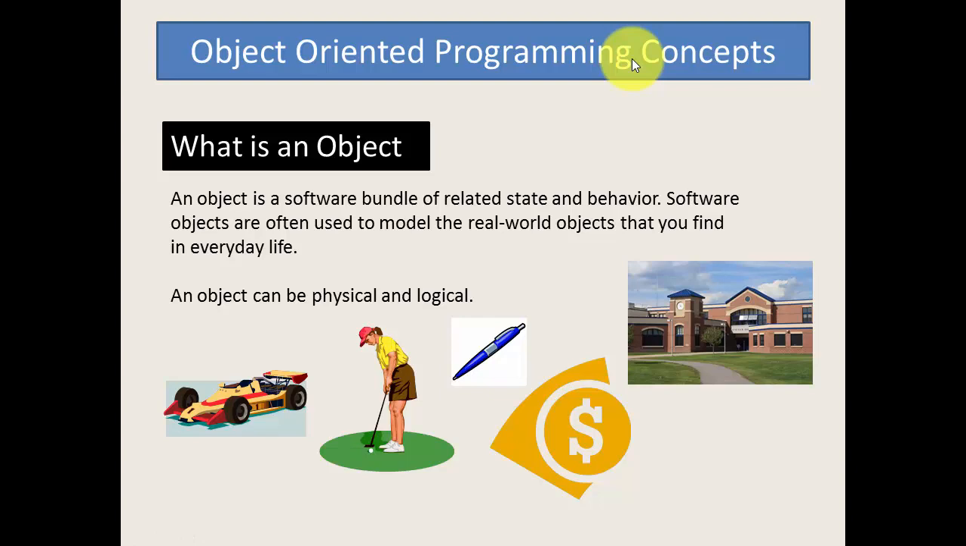Java is an object-oriented programming language. What is an object? An object is a software bundle of related state and behavior. Software objects are often used to model the real-world objects that you find in everyday life. An object can be physical and logical.